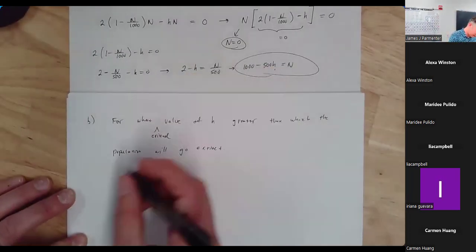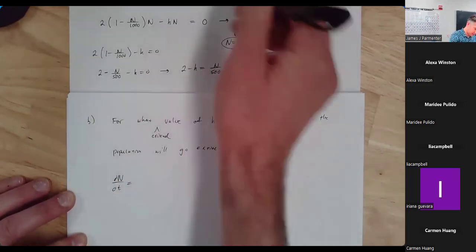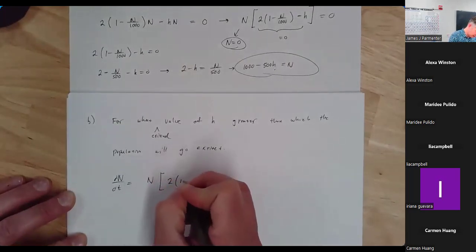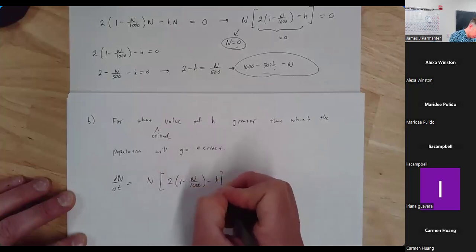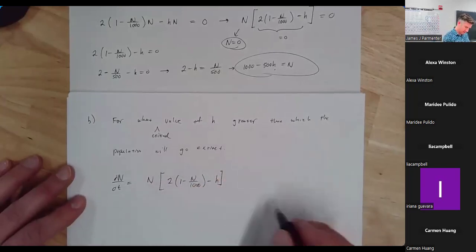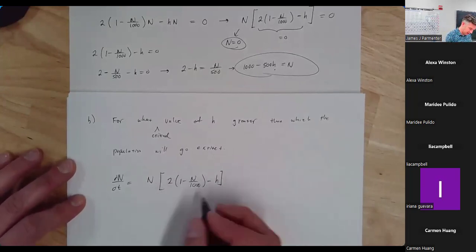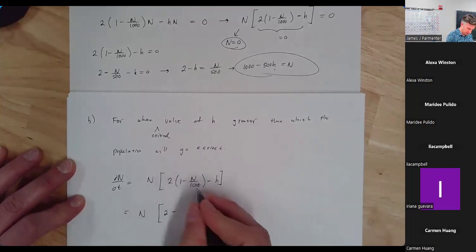So let's see here. Our dn dt is equal to this whole thing again, n times 2 times 1 minus n over 1,000 minus h. If I simplify the insides a little bit, this is n times 2 minus 2n over 1,000, which is n over 500, minus h.